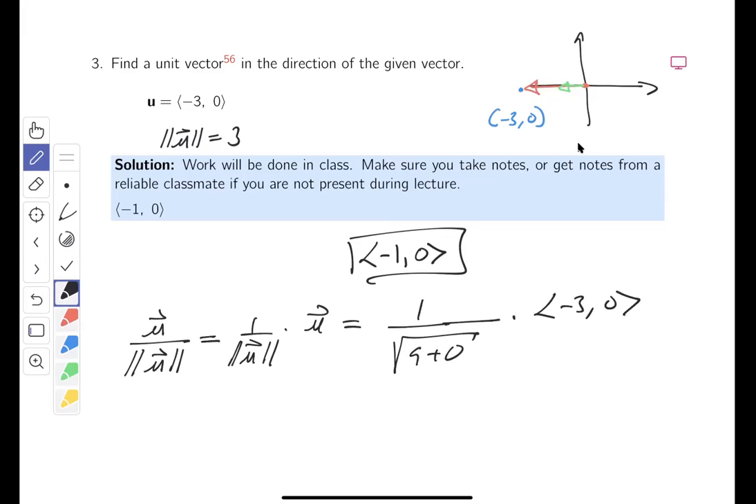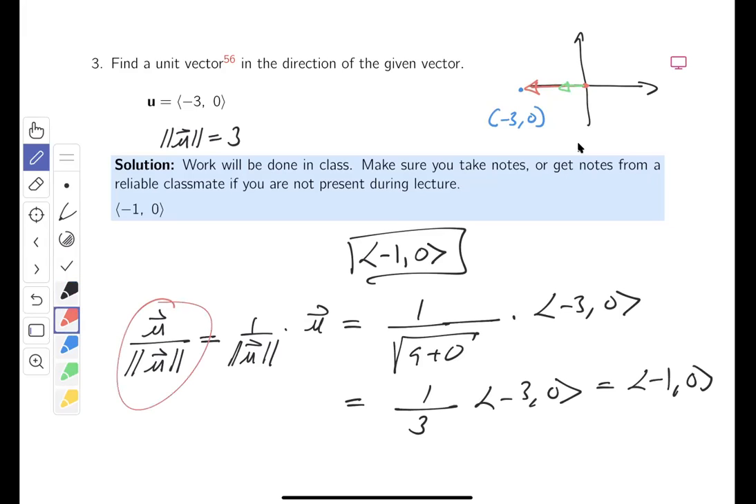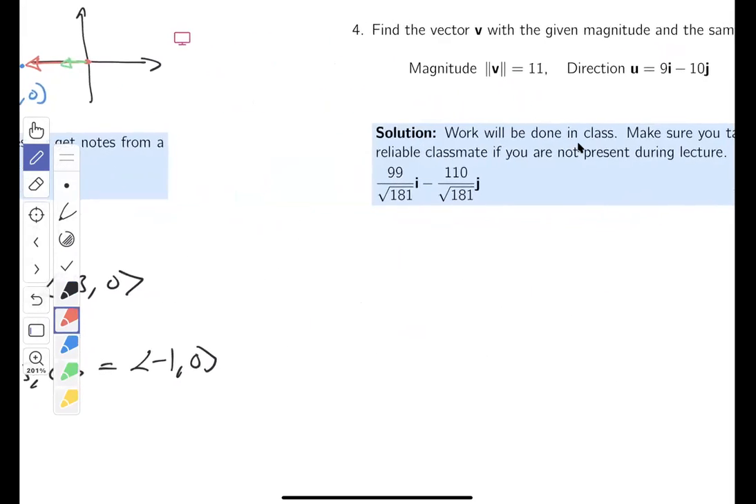All right, let's keep going through this. What do you get over there? 1/3 times minus 3, 0. And what does that give you? Minus 1, 0. Do we get the same result? Of course we do. You can use the formula. And again, what's the formula? This is the formula over here. Okay, let's check our answer. I'm seeing this. I'm seeing this. Let's go to the next question. It should be number 4.